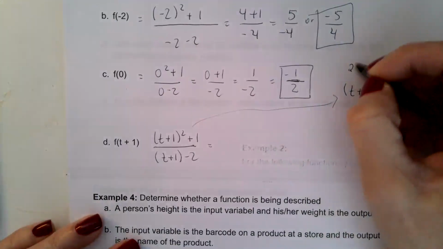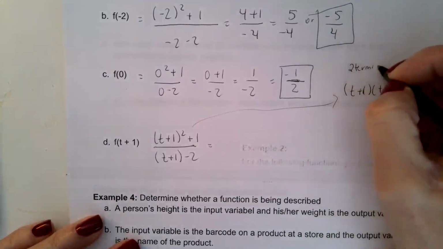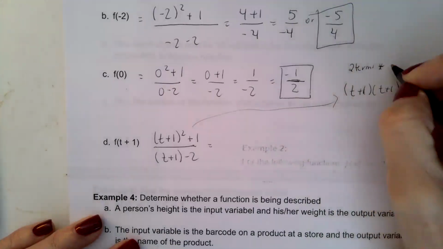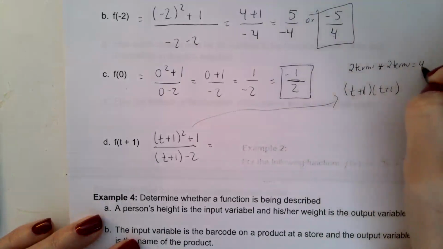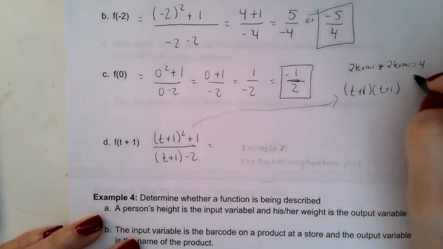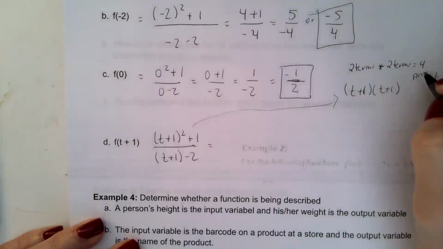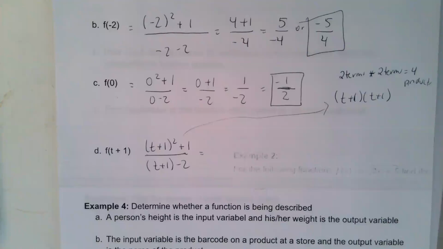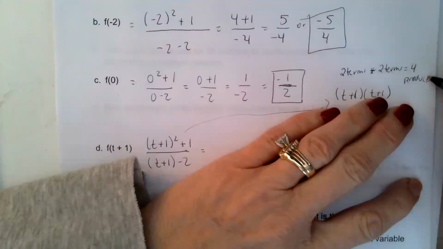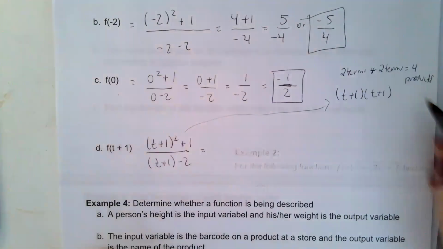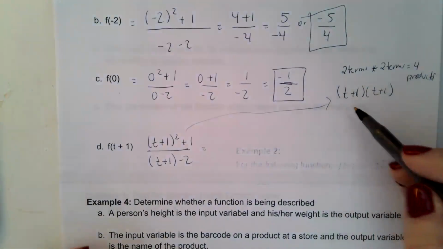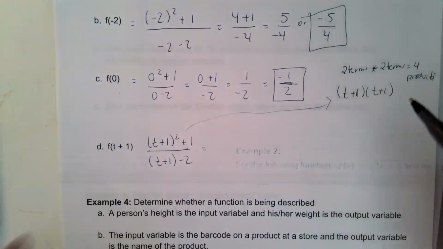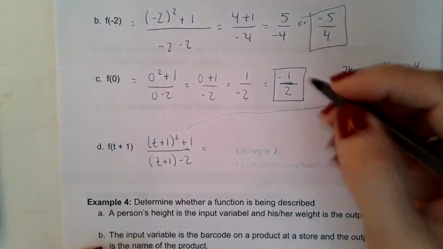So I have 2 terms times this has 2 terms. So I should have 4 products, or 4 multiplications. When I simplify, I might have some combined terms at the end. I might have fewer than 4 terms left, but I should have 4 products.